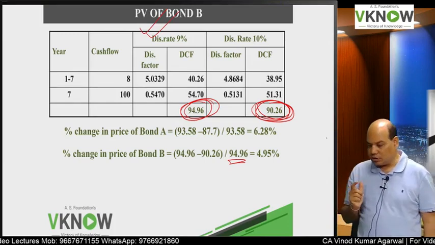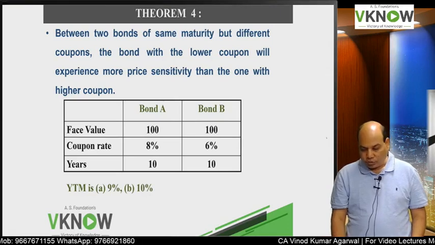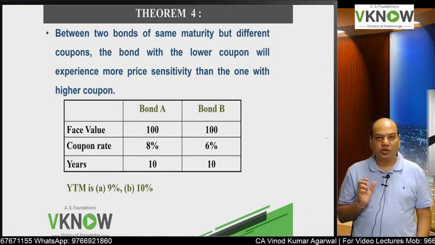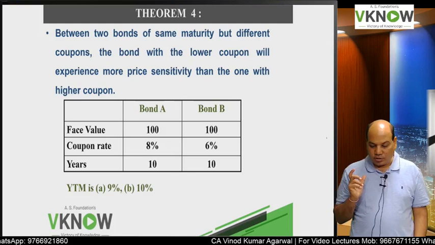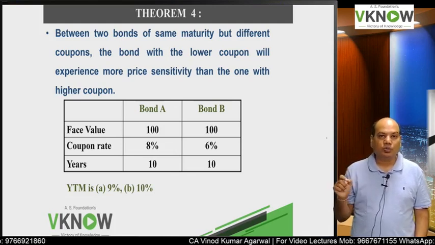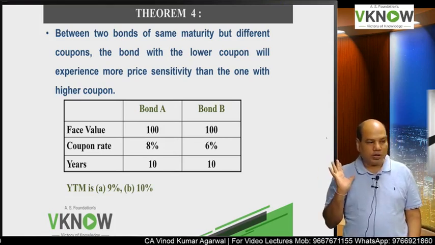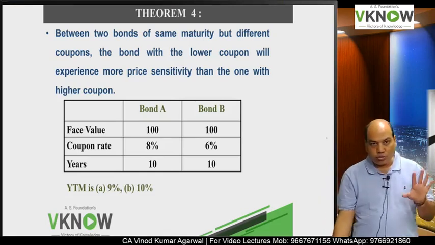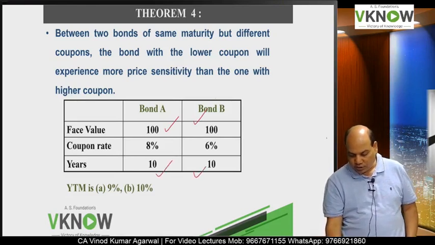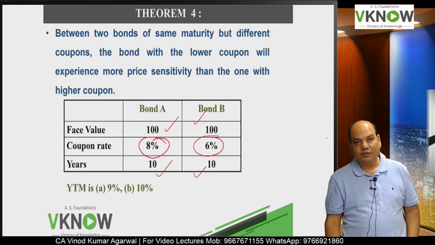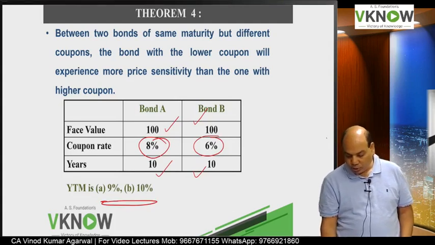by a higher percentage. And one more theorem I will take, theorem number 4. Between two bonds of the same maturity, now maturity is same but coupon rates are different, the bond with lower coupon will experience more price sensitivity than the one with higher coupon. So what does it mean? Suppose there are two bonds, all features are same, face value same, year same, but coupon rates are different, and YTM changes from 9% to 10%. So bond price will fall.